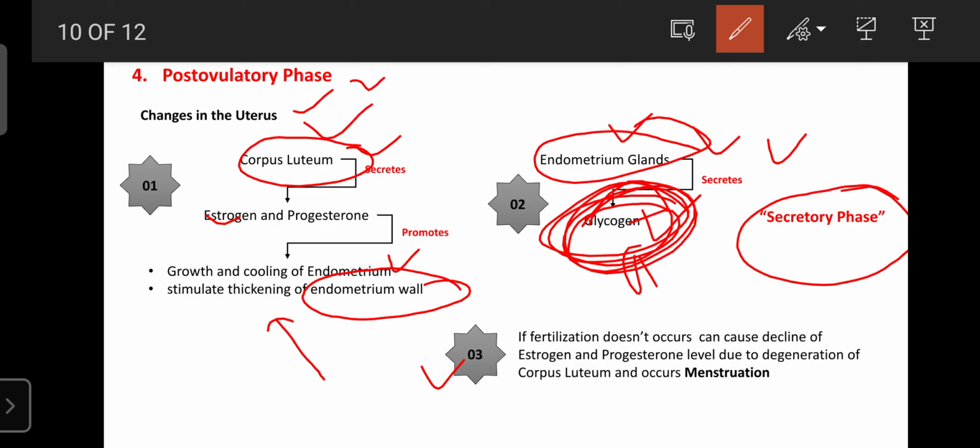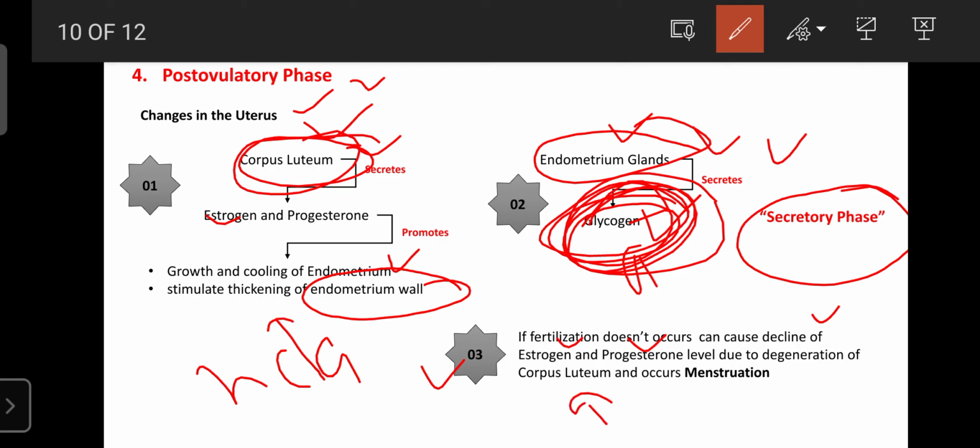If it is fertilized, there is no problem regarding the glycogen. Sorry, if it is not fertilized, there is a decline of estrogen and progesterone level, because after 2 weeks the corpus luteum stops its secretion, and day by day their level decreases. If it did not get the HCG, the estrogen and progesterone level decreases due to degeneration of the corpus luteum. That is responsible for causing menstruation, and then the menstrual phase begins. If it is fertilized, then menstruation does not occur.